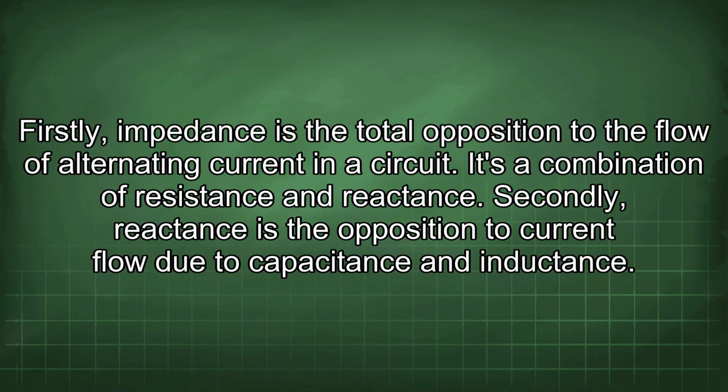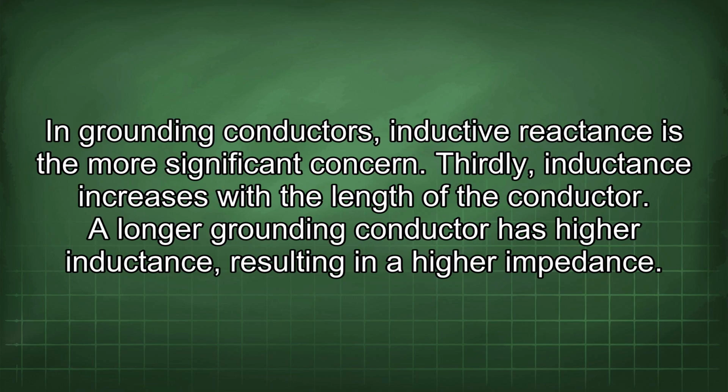Firstly, impedance is the total opposition to the flow of alternating current in a circuit. It's a combination of resistance and reactance. Secondly, reactance is the opposition to current flow due to capacitance and inductance. In grounding conductors, inductive reactance is the more significant concern. Thirdly, inductance increases with the length of the conductor. A longer grounding conductor has higher inductance, resulting in a higher impedance.